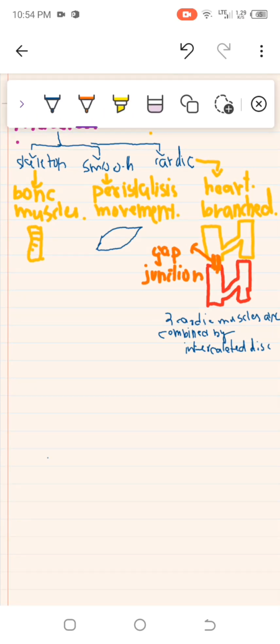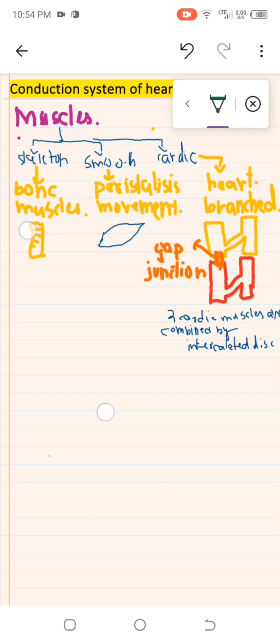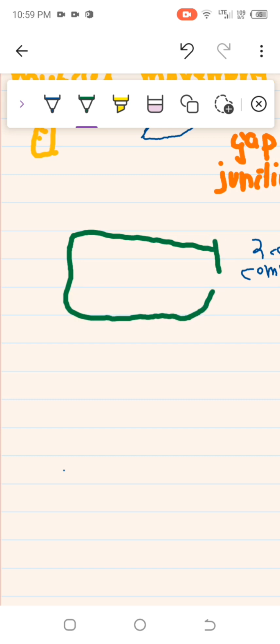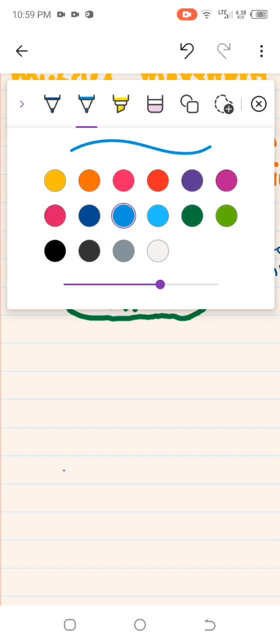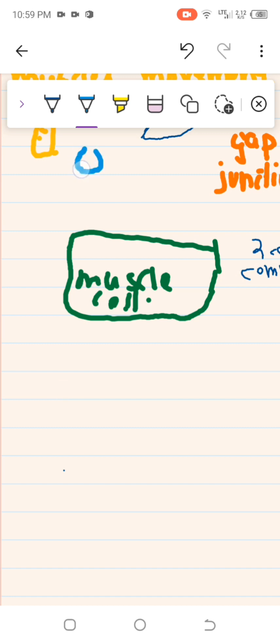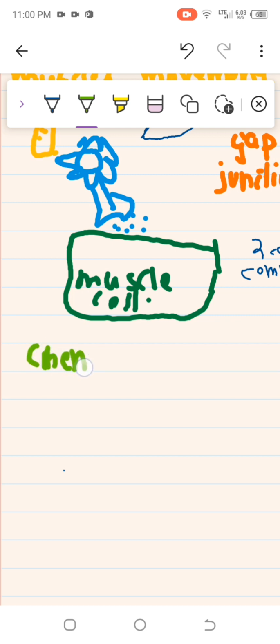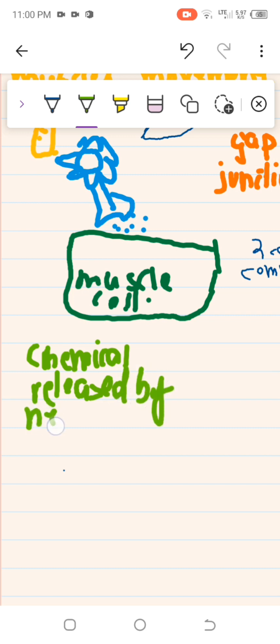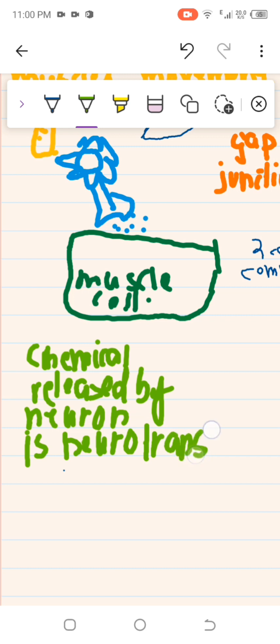So here I'm going to make a muscle cell. As you can see, this is the muscle cell. Now, the muscle cell is activated by neurons. So here I'm going to draw a rough diagram of a neuron, and the neuron releases some chemical. The chemical released by the neuron is known as a neurotransmitter. So I can write here neurotransmitter.